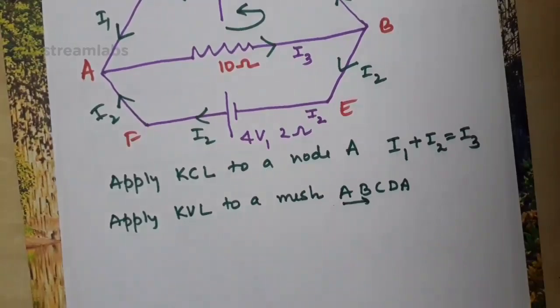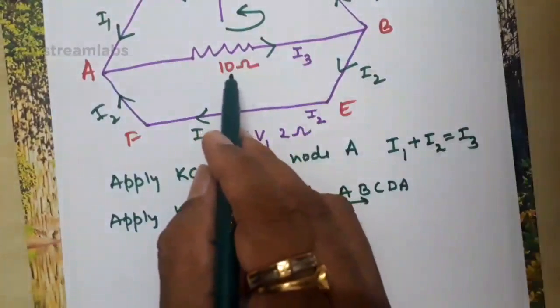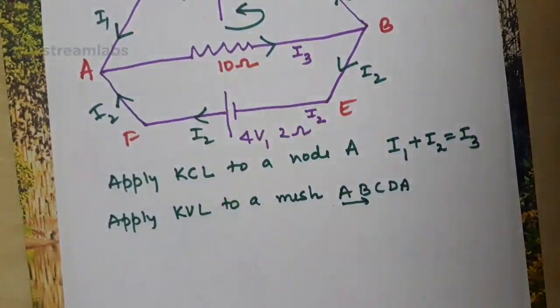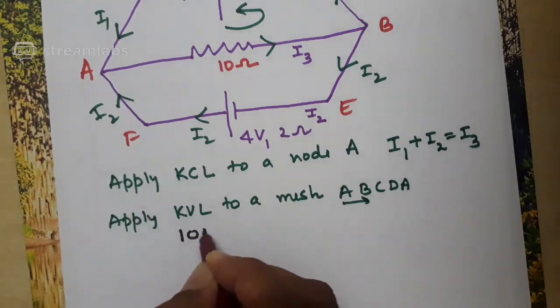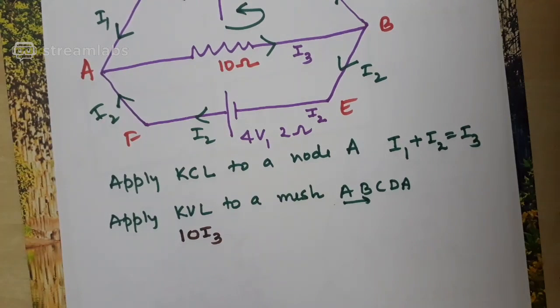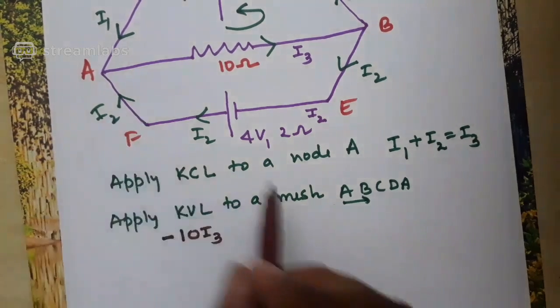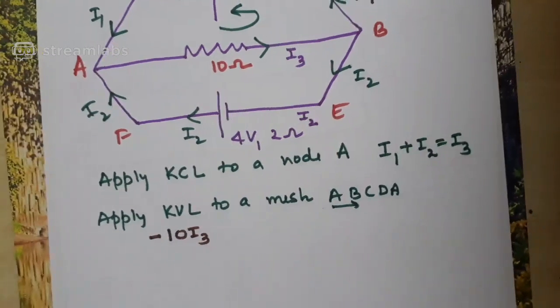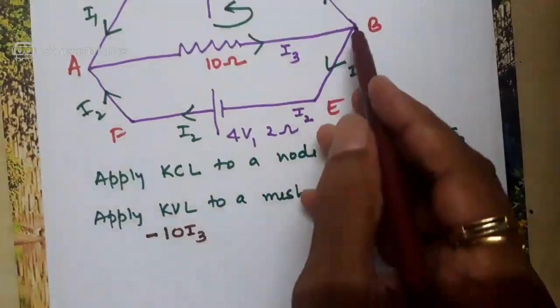So when you move from A to B, what is the resistance you come across? 10 ohm. What is the current through it? I3. So it is 10 into I3, plus or minus? It is minus 10 into I3, because the direction of the current is from A to B and the direction of traverse is also A to B. In that case the product IR is taken as negative. Move from B to C.